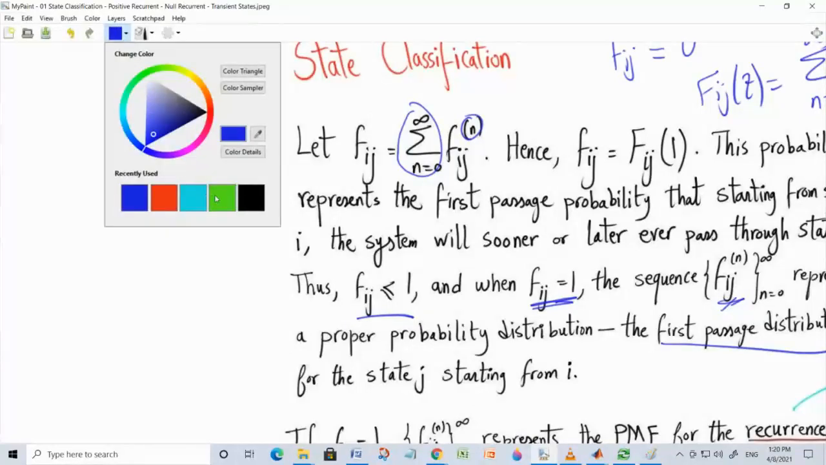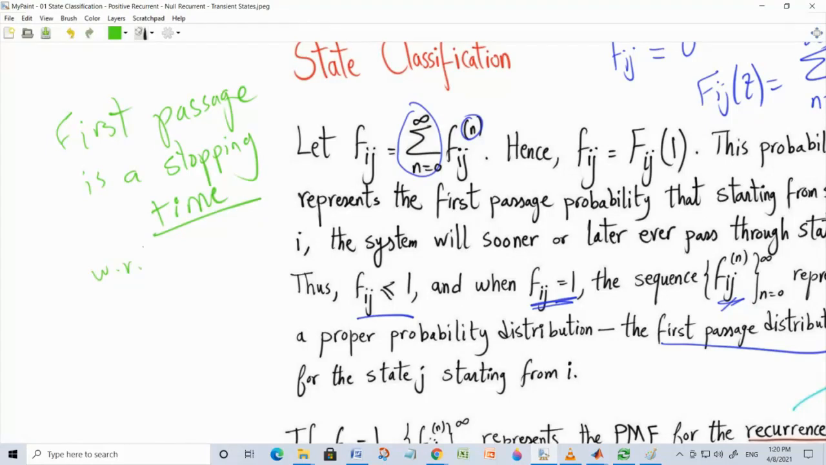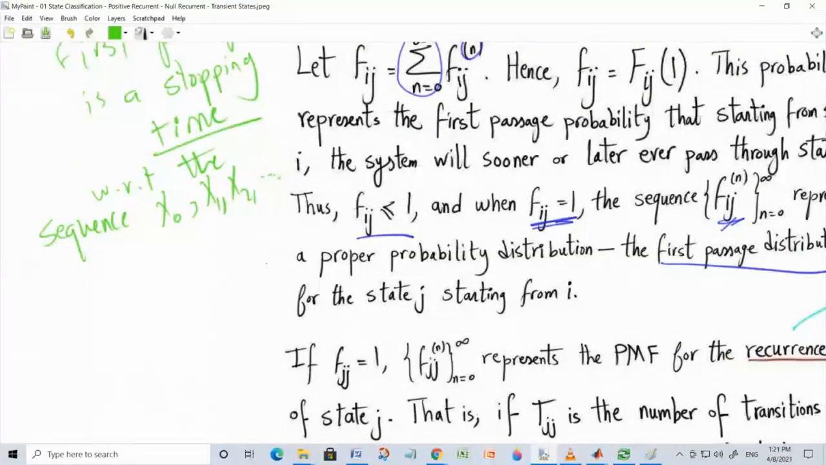Okay? Now, before proceeding, I want to highlight something which I think is very important for our further understanding here, to understand things like random walks and to solve homework problems, which is that first passage is a stopping time with respect to the sequence x0, x1, x2, and so on.